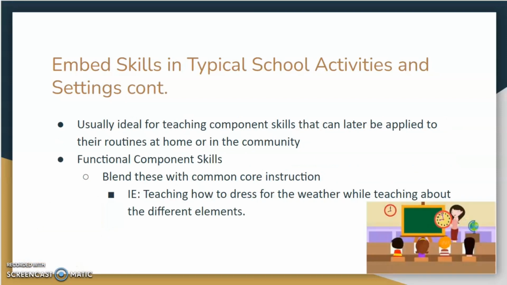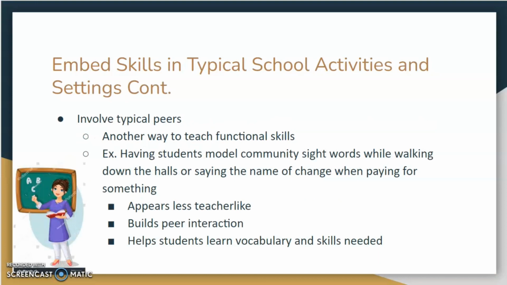These skills that the students are learning are typically called functional component skills, and you can blend these with Common Core instruction. An example of that would be teaching how to dress for the weather while teaching about the different elements in a science class. Rain, sleet, snow, etc. Usually, this is ideal for teaching component skills that will be applied later in their life, in their routines at home or in the community, which will be critical for students' learning.